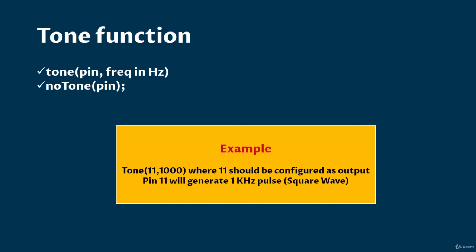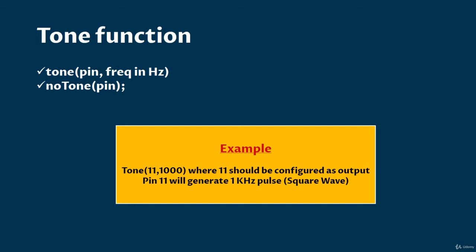So tone can be generated at any of the pins. You can write from 0 to 13, you can use any of the pins, and the frequency will be of your choice. You can write 1000 if you want to generate a 1 kilohertz pulse. Once generated, tone will continue releasing the pulses from the pin. If you want to stop the generation, then you can use the function noTone, where T will be in capital, and within bracket you can mention the pin number.